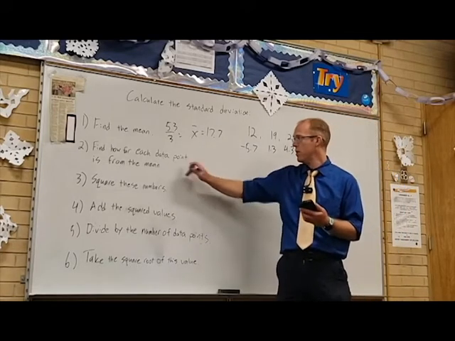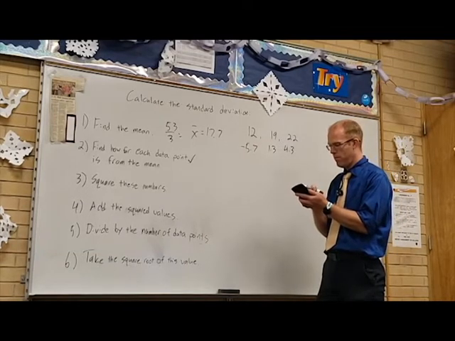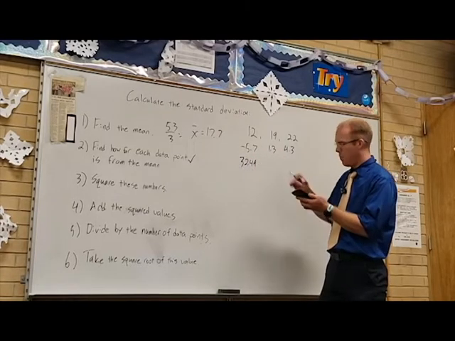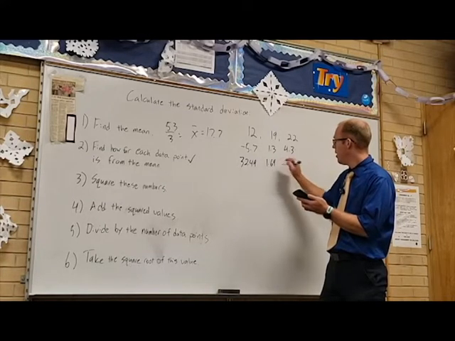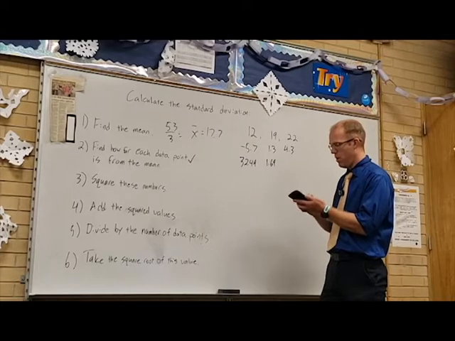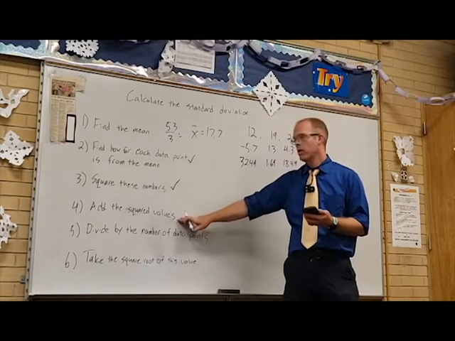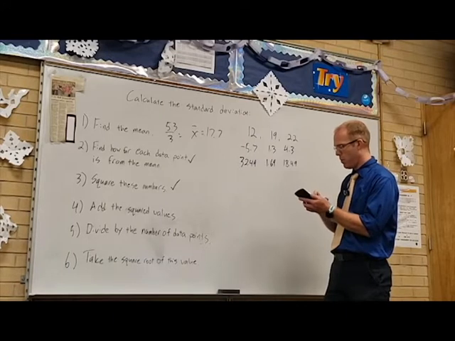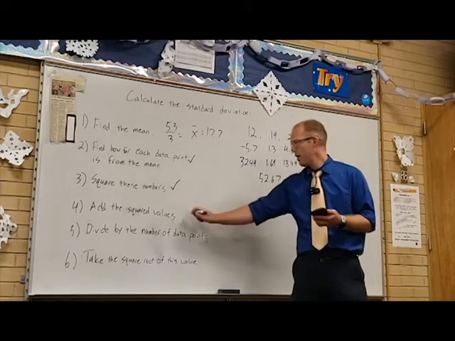Okay, we're going to take each of those data points and we're going to square them. So negative 5.7 squared gives us 32.49. 1.3 squared gives us 1.69. 4.3 squared gives us 18.49. So we're done with that step. Now we're going to add these values together. So these three added together, 18.49 plus 1.69 plus 32.49 gives us a total of 52.67. We're done with that step.